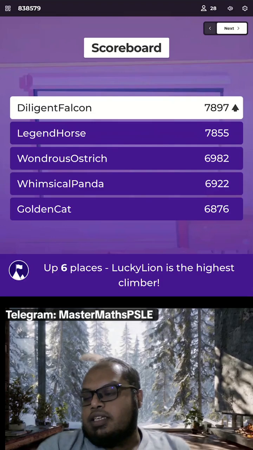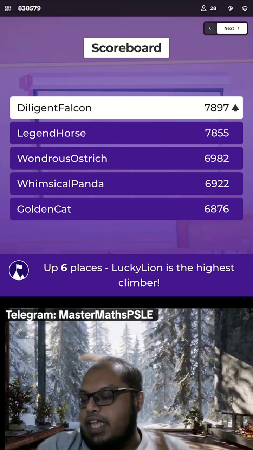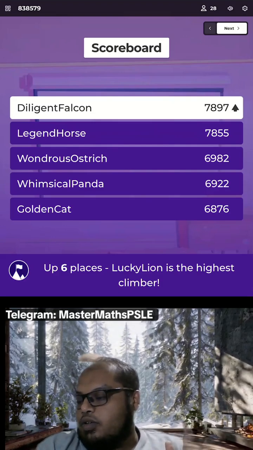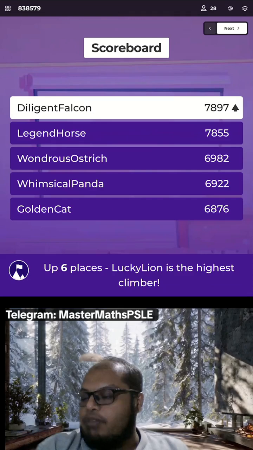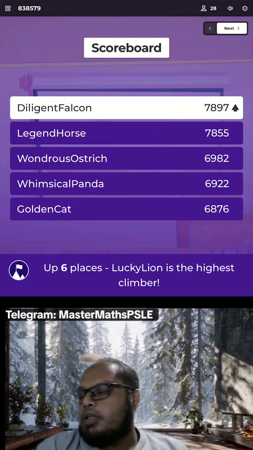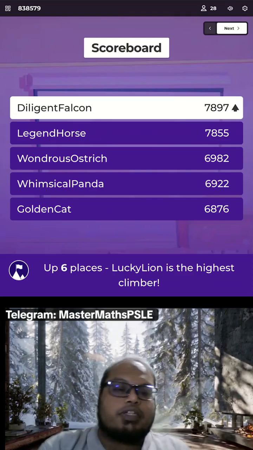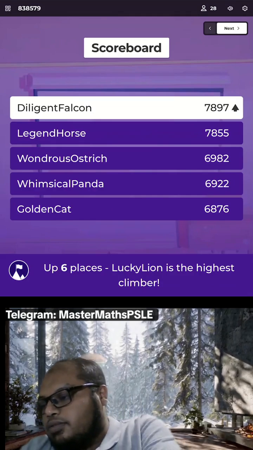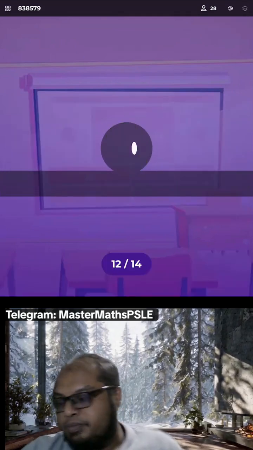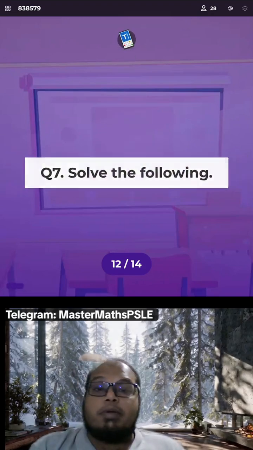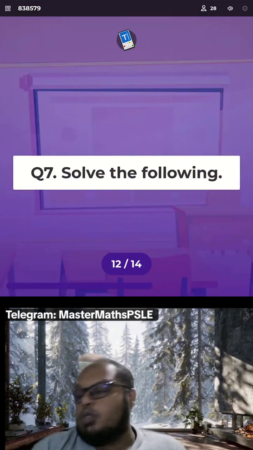So basically, up to Whimsical Panda, even Golden Cat still has hope to climb up to the first spot. This one is double point, so the most points you can score is 2,000.